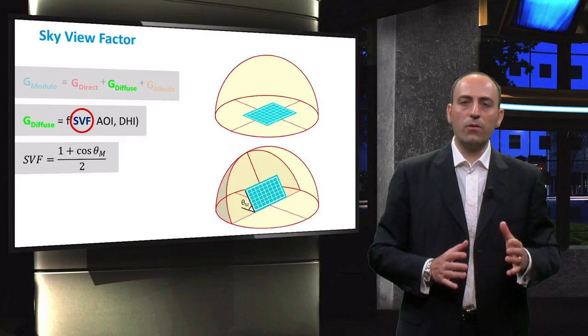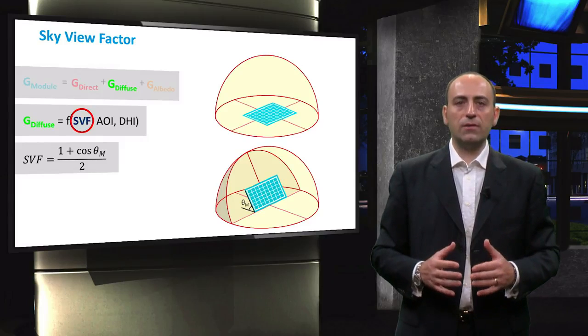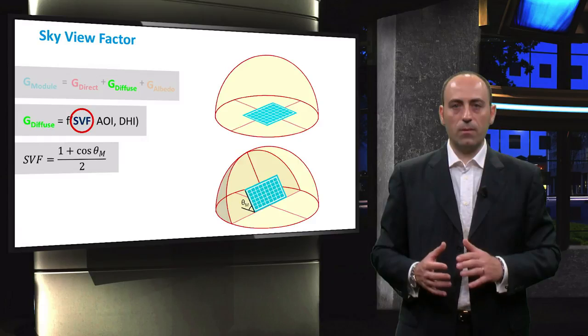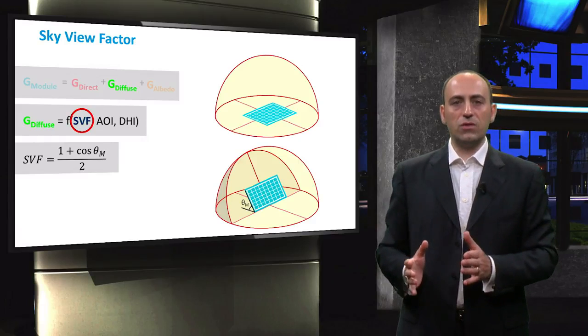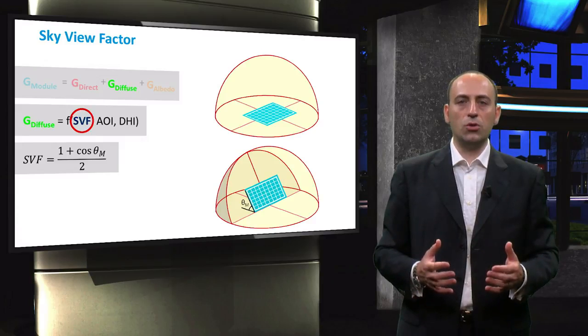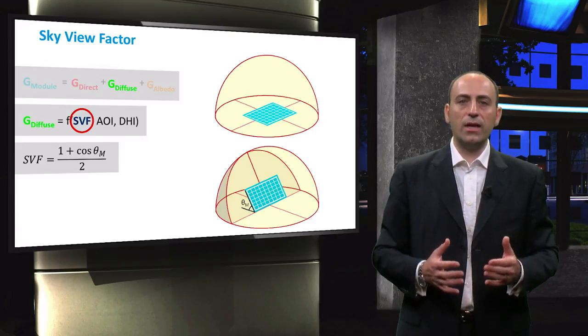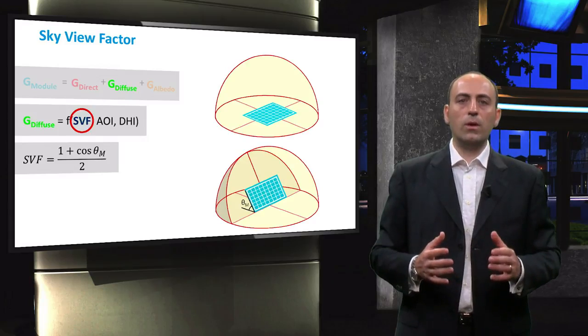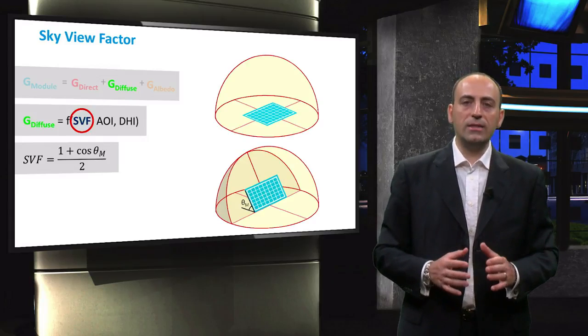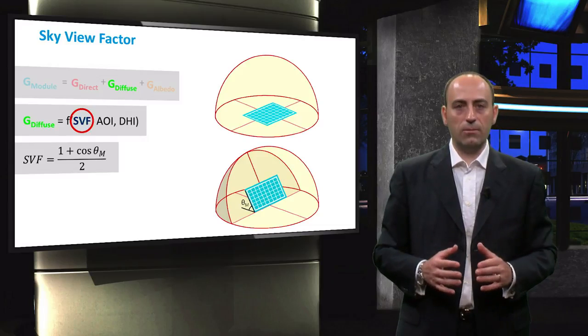As the tilt angle increases, the portion of the sky that the module faces decreases. For example, when the tilt is 90 degrees, then only half of the sky irradiance can be received by the module, and indeed, the cosine of 90 degrees is 0, and the equation gives 0.5. Therefore, when the module is flat on the ground, light is incident on the module from the entire hemisphere.